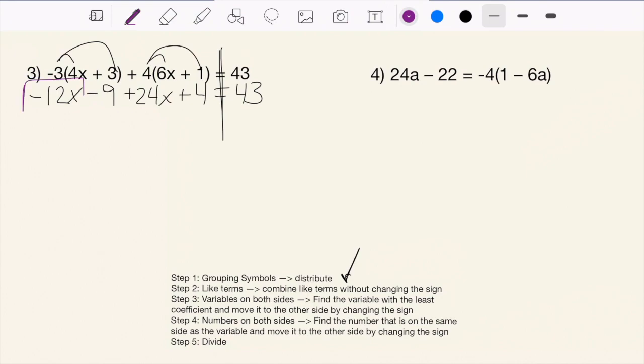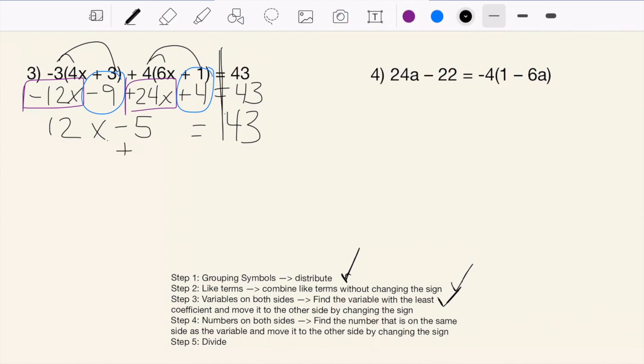So we've got -12x, +24x, and then -9, +4. So we've got 12x minus 5 equals 43. And then we don't have variables on both sides, so that's step 3 is done. Numbers on both sides. We do have numbers on both sides.